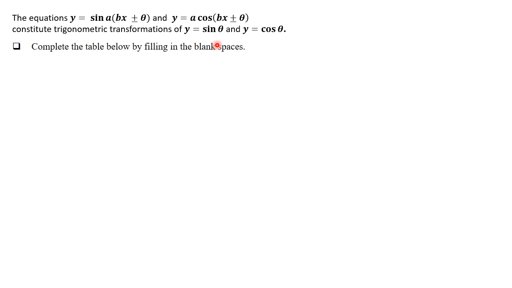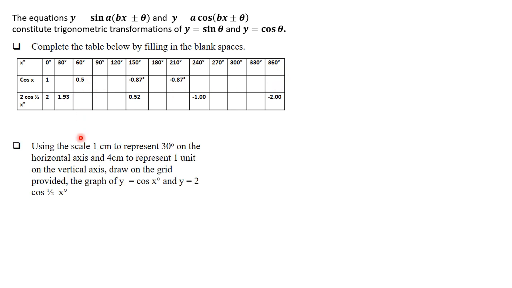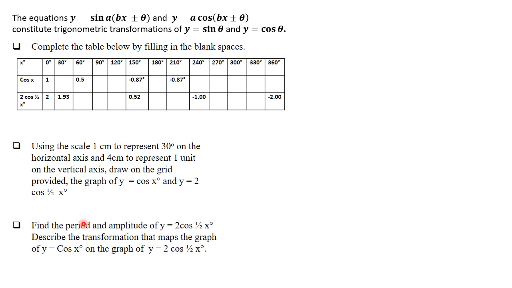We're told to complete the table below by filling the blank spaces, and the table is given there. It's for 2 waves on the same axis: cos x and 2 cos a half x, with angle intervals of 30 going up to 360. The question is to fill the table. You're told to use a scale of 1 centimeter to represent 30 degrees on the horizontal axis and 4 centimeters to represent a unit on the vertical axis. Draw on the grid provided the graph of y equals that and y equals that. So you just need to populate this and use that data to draw a graph. We'll do that. The next thing, we're told to find the period and amplitude for both curves, and again describe the transformation.